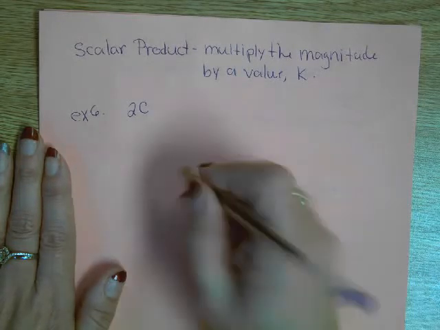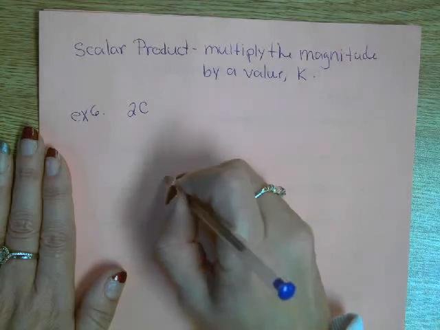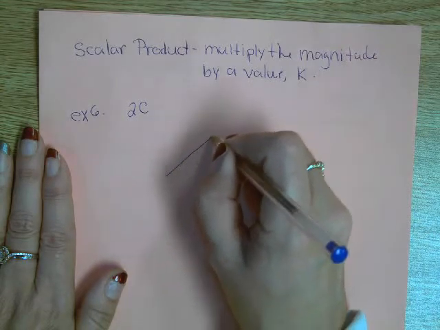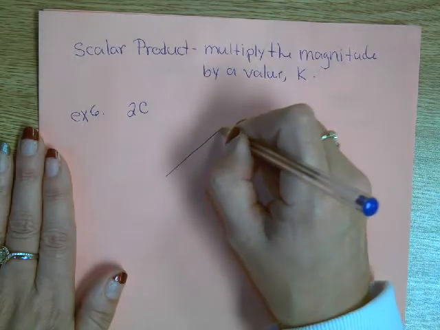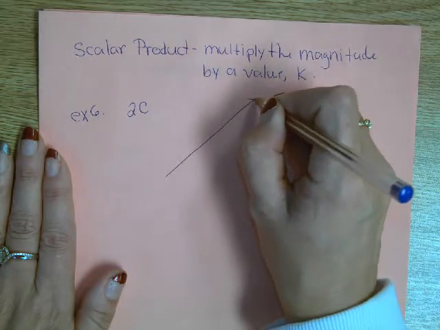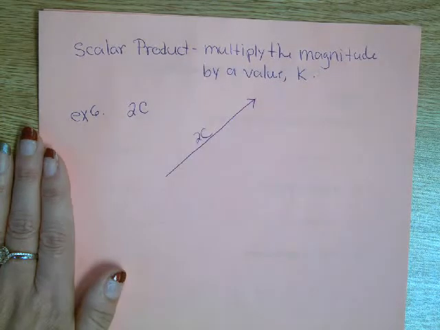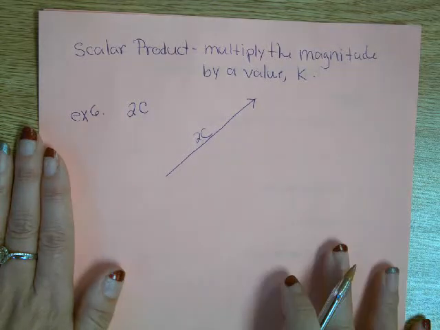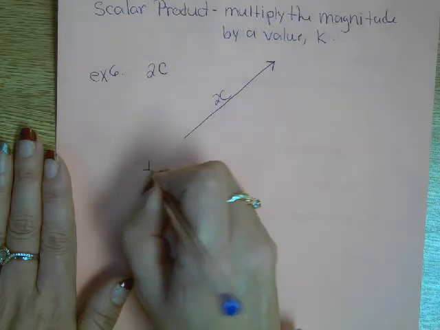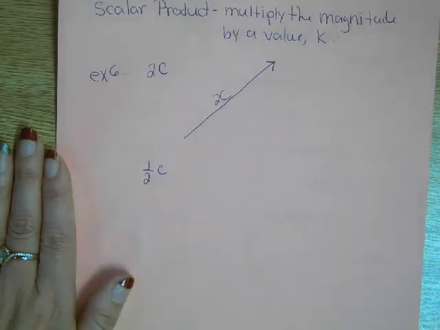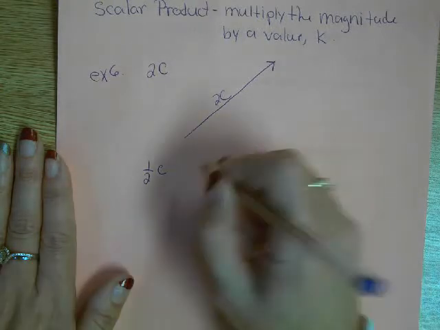So C was that 45-degree looking vector, and I'm just going to estimate it. That was about one length of it. So doubling it, you're just doubling the length of what we had and keeping that direction the same. Half C. It's going to keep the direction, about half as long as what it was.